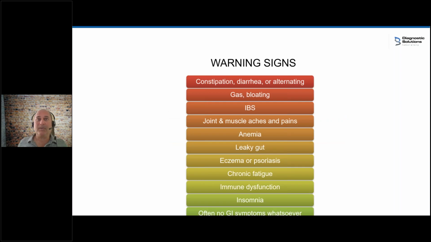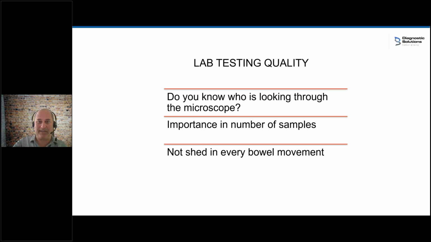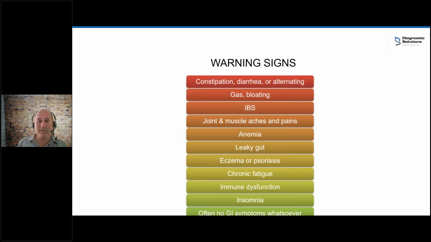And so in terms of warning signs that can occur, right? Anything from the obvious digestive symptoms: constipation, diarrhea, gas, bloating, those kinds of things. Now, those are the people that are pretty easy to convince to do the test, but then you can also have a whole crowd: joint pain, muscle aches, anemia, that'll be classic, right? Not having enough iron in your body because of the parasites, some kind of a skin-related problem, or fatigue, or immune problem, or insomnia, or absolutely no digestive symptoms at all.